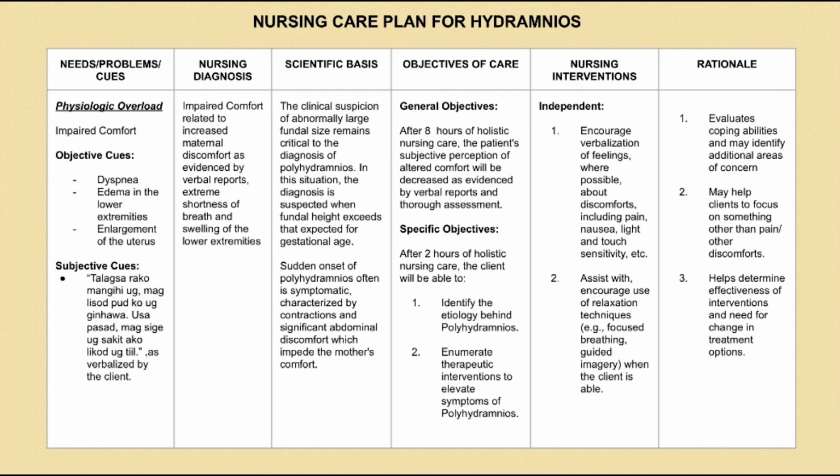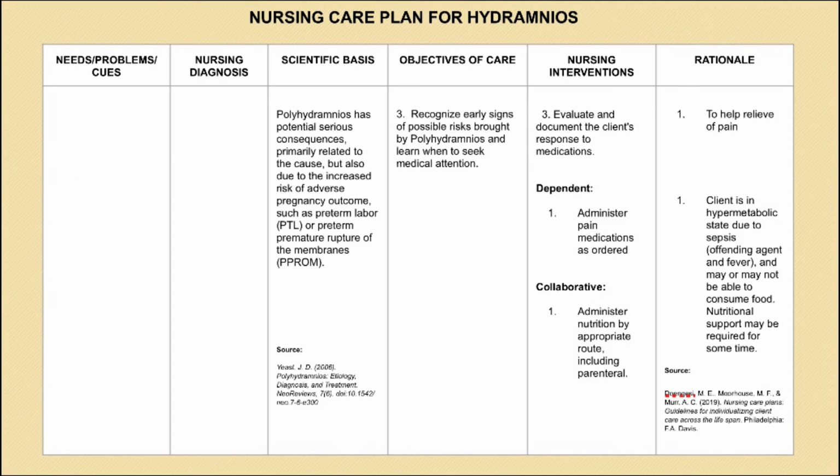In the scientific basis, here we have the clinical suspicion of abnormally large fundal size remains critical to the diagnosis of polyhydramnios. In this situation, the diagnosis is suspected when fundal height exceeds that expected for gestational age. Moreover, sudden onset of polyhydramnios often is symptomatic and characterized by contractions and significant abdominal discomfort. On top of that, polyhydramnios has potential serious consequences, primarily related to the cause, but also due to the increased risk of adverse pregnancy outcomes.